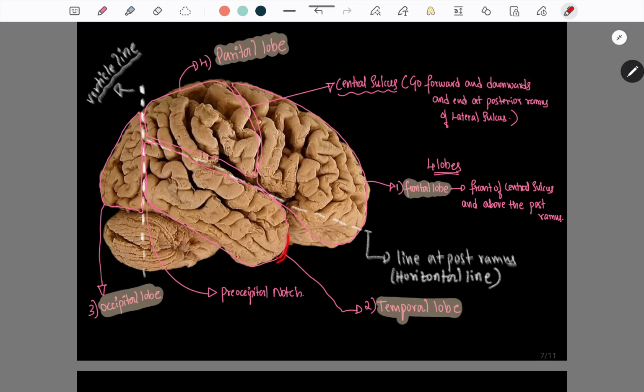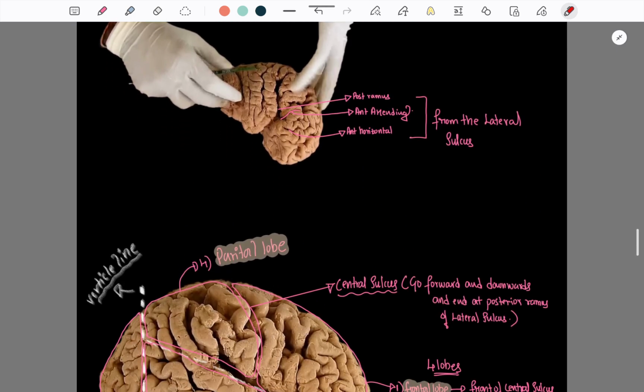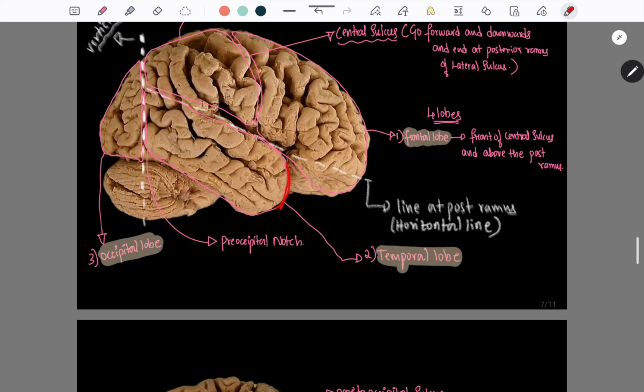See, this was from below; this was the root of the lateral sulcus, this was anterior horizontal, this was anterior ascending, and this was the posterior ramus. See, this was posterior, this is central. Central goes downwards and forward and reaches the posterior ramus of the lateral sulcus. I think you understood.